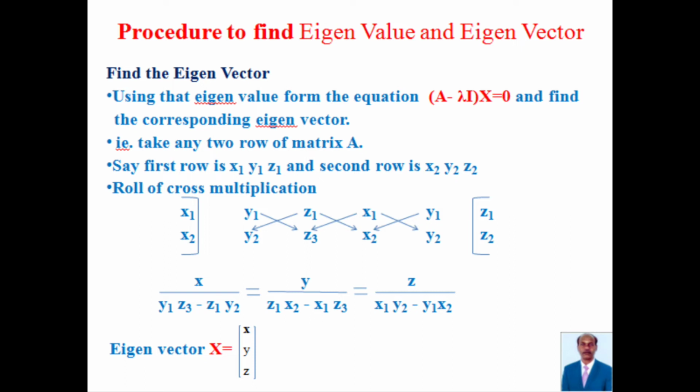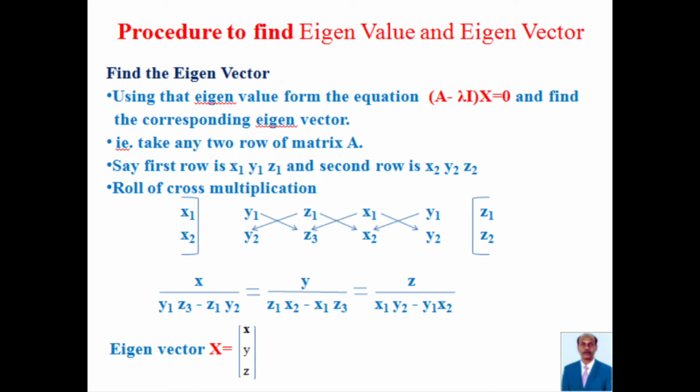How to find the eigenvector? Using the eigenvalue, form the equation A minus lambda I times the vector x equals 0, and find the corresponding eigenvector. How do we find that eigenvector? Take any two rows of the matrix. Here we consider a 3 cross 3 matrix, and take 2 rows out of the 3. Say the first row is x1 y1 z1 and the second row is x2 y2 z2.